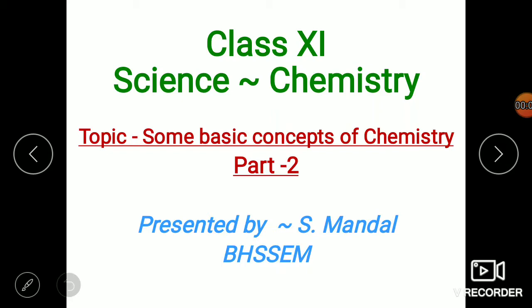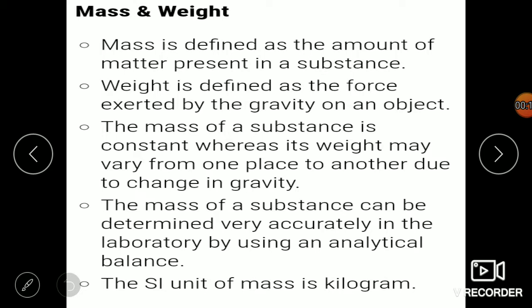Hello students, today we'll complete part 2 of the first unit, that is some basic concepts of chemistry, class 11 science. Earlier we have done 7 basic units, 7 fundamental units. Today we'll discuss some of the derived units. Other than those 7 parameters, any other parameter you consider is derived using those 7 basic units. So one of these is mass and weight.